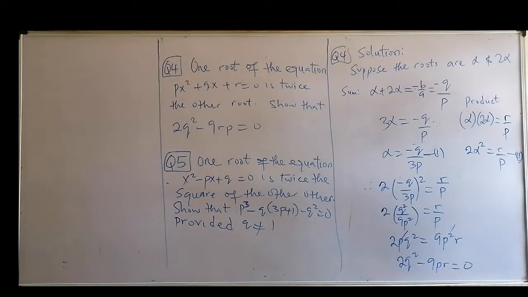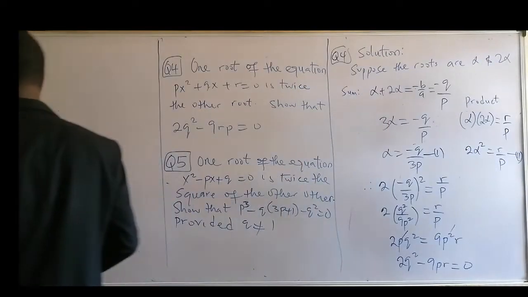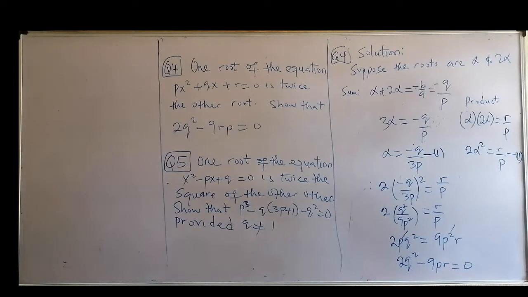Then that's done. Then question 5. Question 5: one of the roots is twice the square of the other. Show that this is... show that that's... So in that case also, it's similar to what we just did here. It's similar.